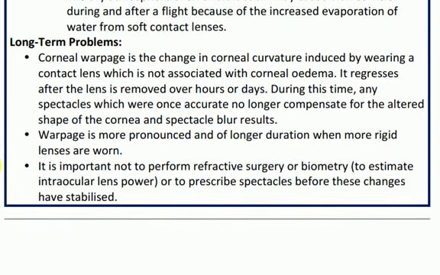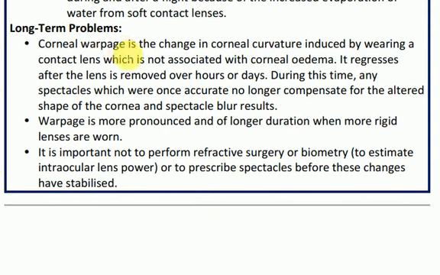Long-term problems. Corneal warpage is the change in corneal curvature induced by wearing a contact lens, which is not associated with corneal edema. It regresses after the lens is removed, over hours or days. During this time, any spectacles which were once accurate no longer compensate for the altered shape of the cornea, and spectacle blur results. Warpage is more pronounced and of longer duration when more rigid lenses are worn. It is important not to perform refractive surgery or biometry to estimate intraocular lens power, or to prescribe spectacles, before these changes have stabilized.